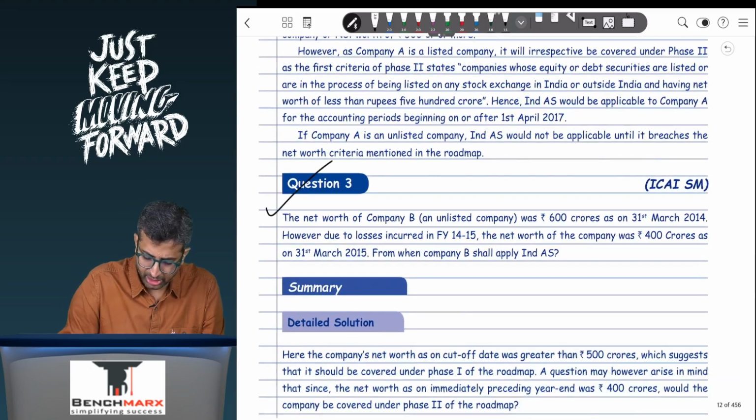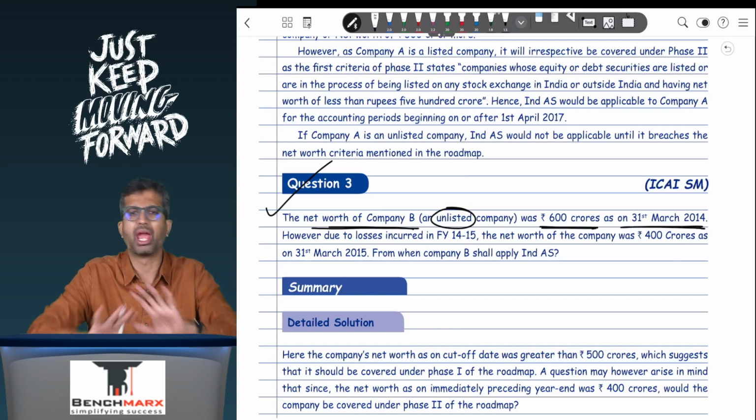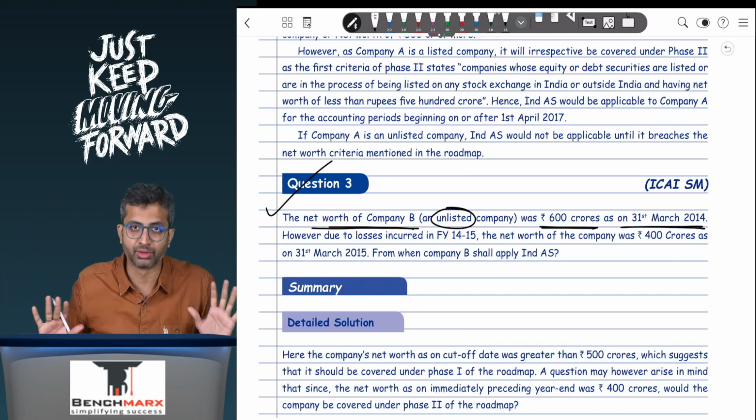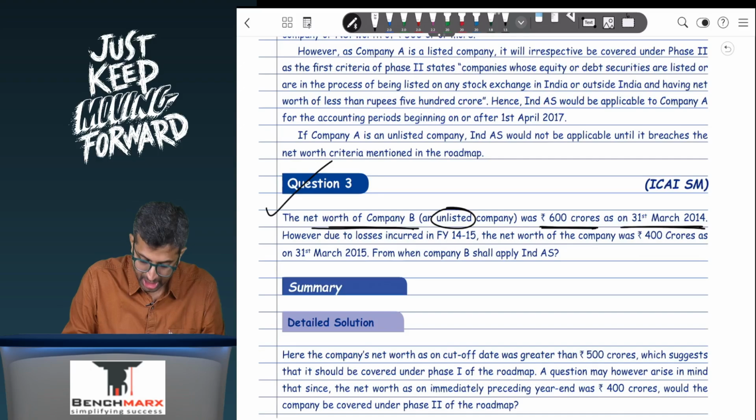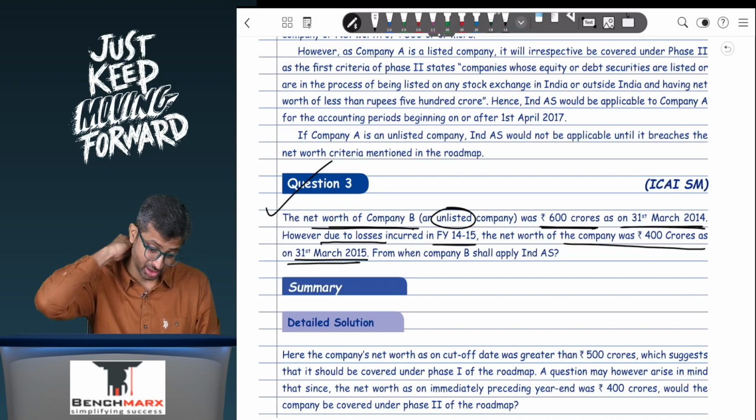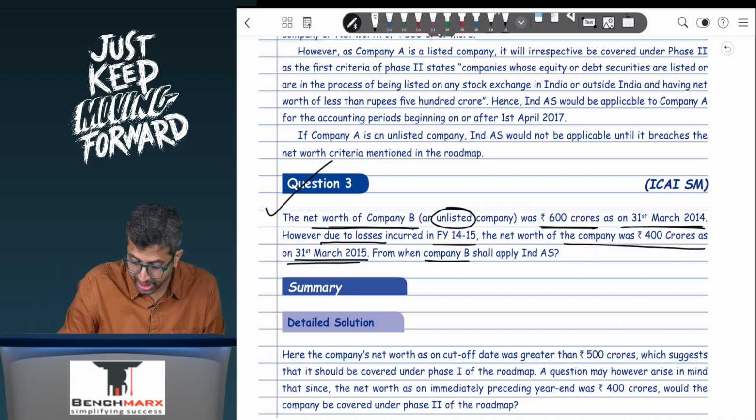Then you go to question number 3. Now the net worth of company B, clearly given as an unlisted company, was 600 crores on 31st March 14. End of story. I don't need to read anything further. Ind AS will become applicable from the year 1617 onwards. However, due to losses incurred in the year 1415, net worth of the company was 400 crores as on 31st March 15. From when will B apply Ind AS?